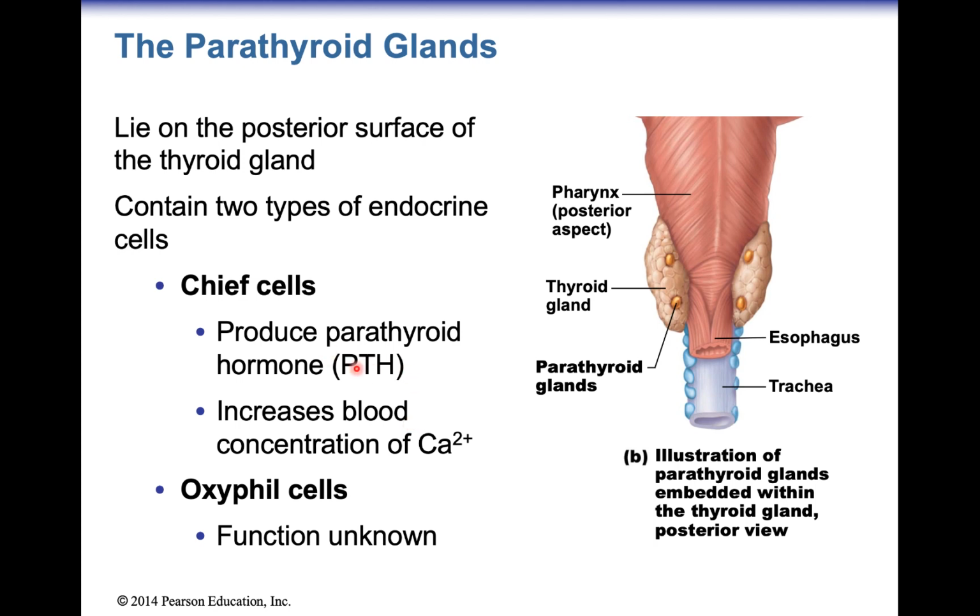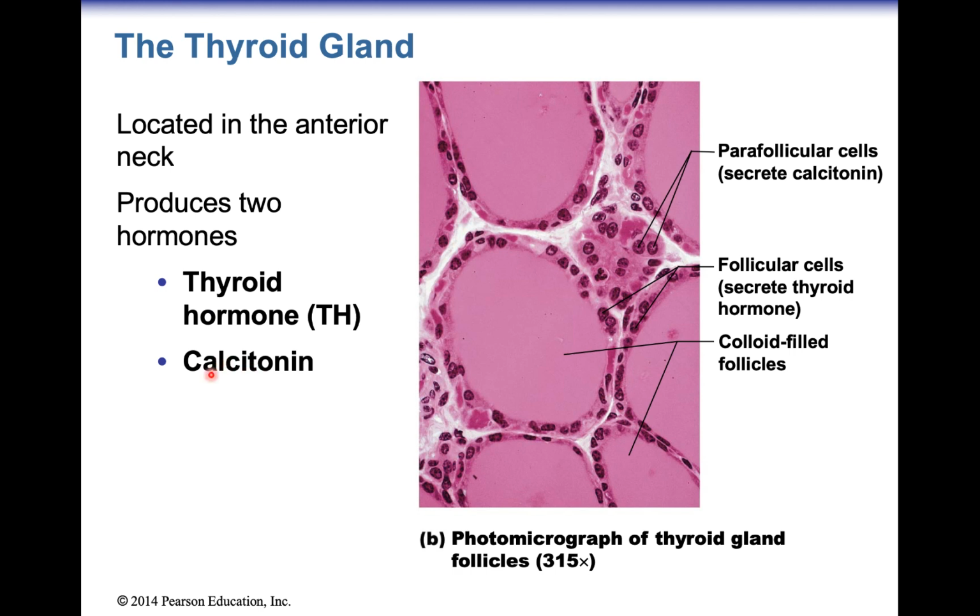So if parathyroid hormone increases the blood calcium level, what do you think calcitonin is going to do? Calcitonin decreases blood calcium levels. So you make calcitonin when your blood calcium is too high, and its job is to lower your blood calcium levels by either reabsorbing it into the bone or peeing out calcium from the blood.